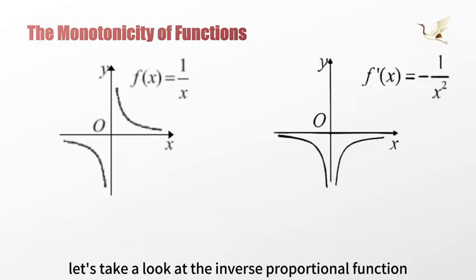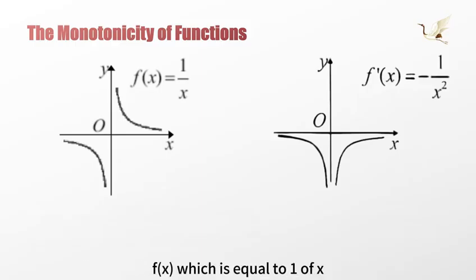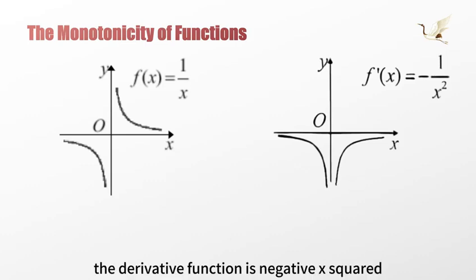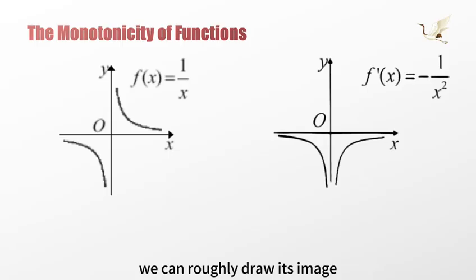Finally, let's take a look at the inverse proportional function f(x) equals 1/x. By taking the derivative, the derivative function is -1/x². We can roughly draw its image.